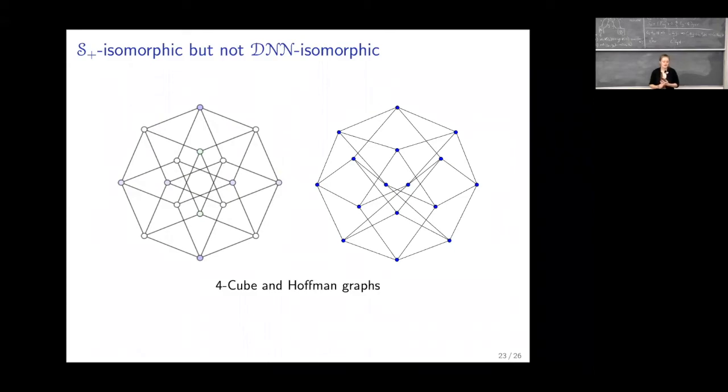And the reason why these graphs are not DNN isomorphic is because they have different radius. So the graph on the left is 4 cubed, so the radius is 4. The graph on the right is a Hoffman graph, and you can convince yourself that it has, I don't know if I said diameter, I meant to say that 4 cubed has radius 4, but this Hoffman graph has radius 3. And I think these two middle vertices can serve as the center of the graph.